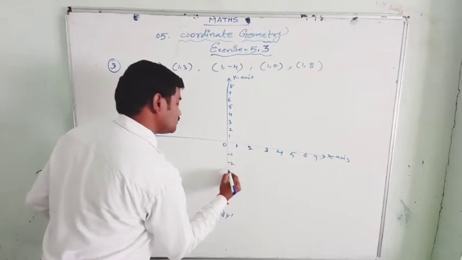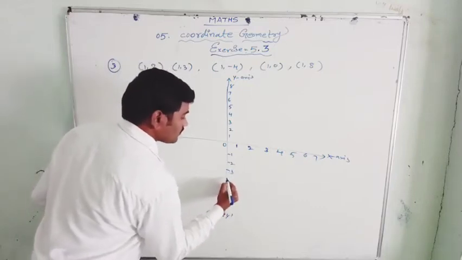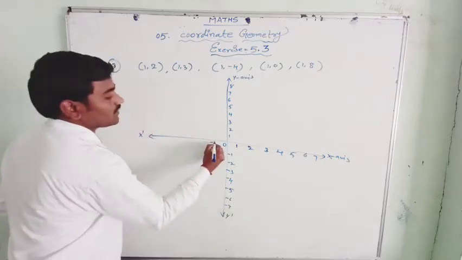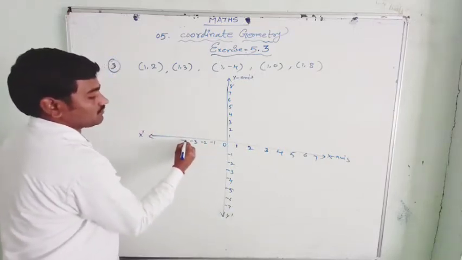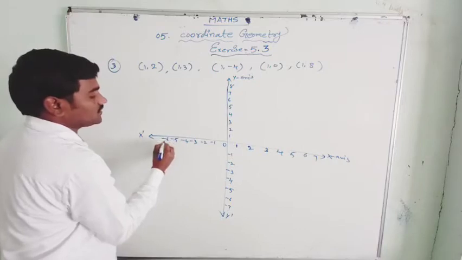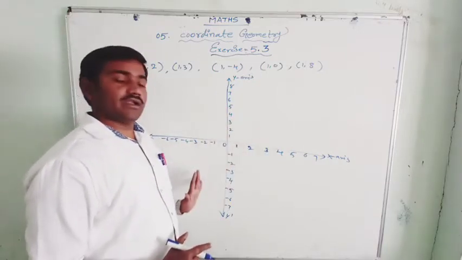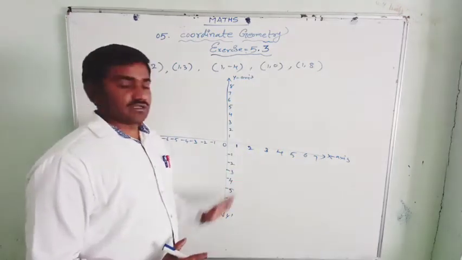Minus 1, minus 2, minus 3, minus 4, minus 5, minus 6, minus 7. Minus 1, minus 2, minus 3, minus 4, minus 5, minus 6. This you have to do in the graph paper. That means the graph paper you divide into the 4 quadrants, then locate the numbers like this.